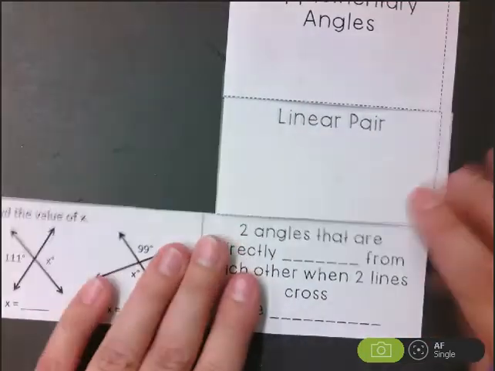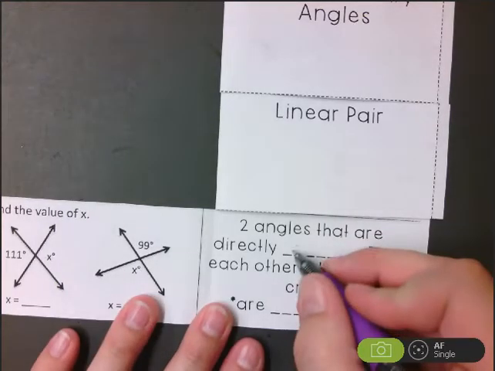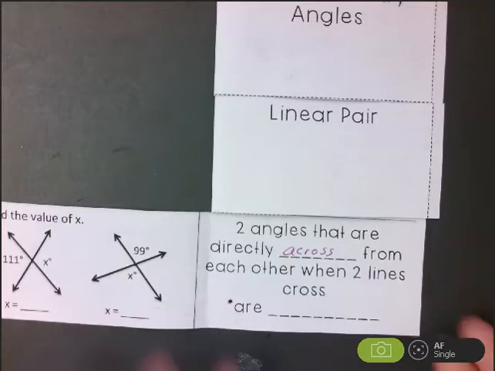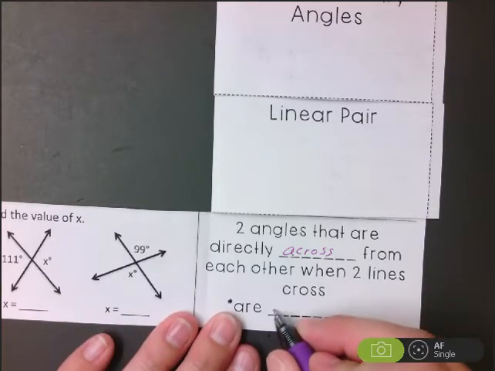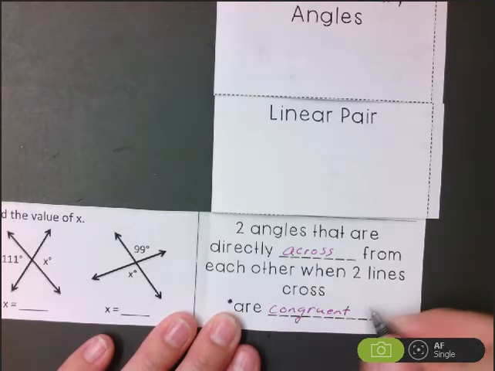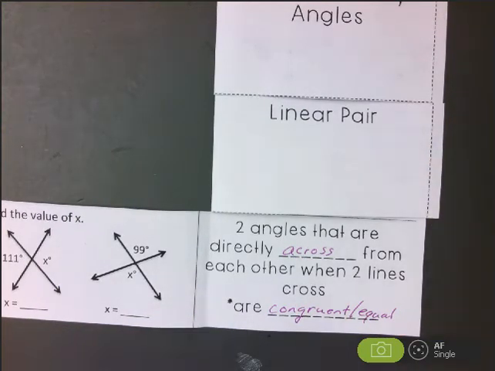So let's take a look at that one. Vertical angles, those are two angles that are directly across from each other. They are directly across from each other when we have two lines intersecting. So they are congruent, or we could say equal. Those are always going to be congruent, or we could also say equal. Okay? All right, so what that looks like.